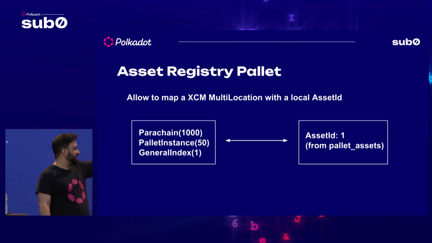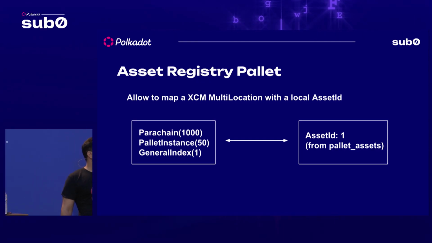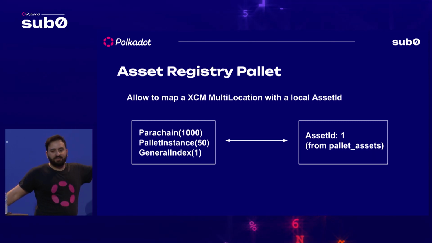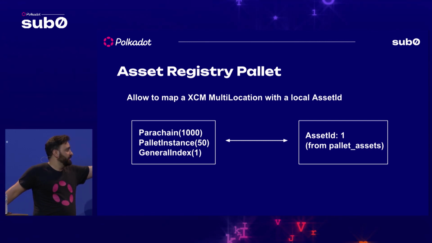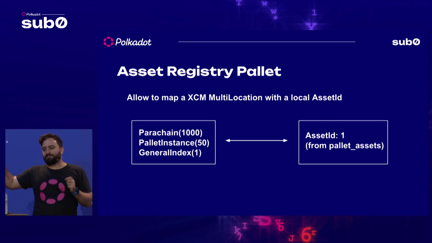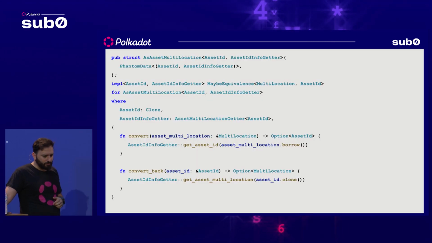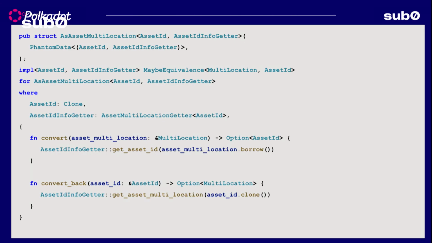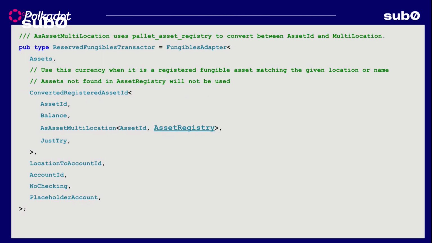The asset registry pallet is another one that we needed, and it allows you to map an XCM multi-location with a local asset ID and the same way around, right? So when these XCM messages arrive, we map that asset ID. Let's suppose that I have a stablecoin on the asset hub, and when that message arrives, we map it with a local asset ID. This is one implementation of how we do the magic. I'm sorry, I don't have the time to go line by line, but you can get the flavor of how it looks.